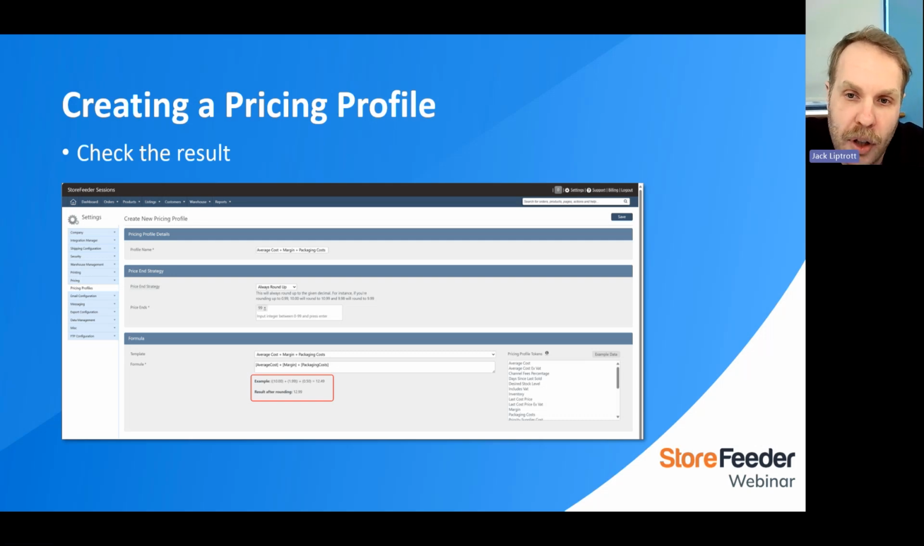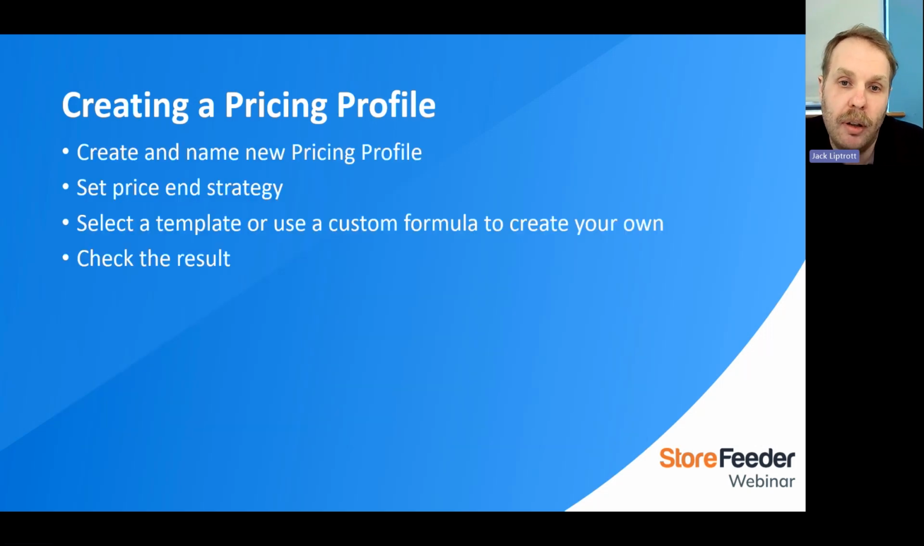So in this example, we've used average cost plus margin plus packaging costs. So it's adding those three items together and giving us the new listing price of £12.49. But because we've got the price end strategy set as always round up to 99, it's rounded it up to £12.99, and as that's what I expected it to do in the example, it's right. And if you're happy with it, you just click save to complete the pricing profile.